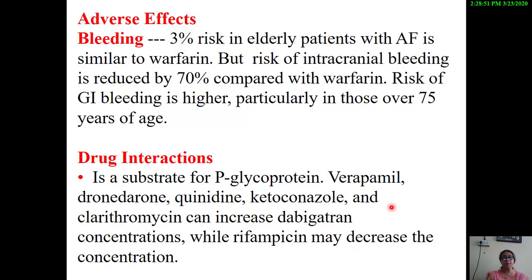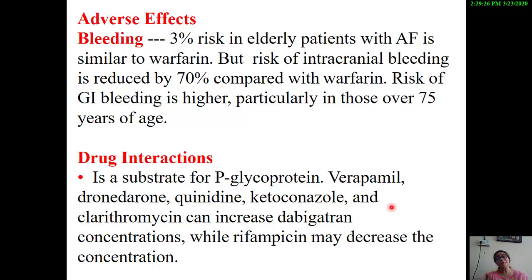Coming to the adverse effects and the drug interactions which can be observed with dabigatran. One, as you know, I keep saying it again and again, with all the anticoagulants, bleeding is the most common adverse effect which is seen in the use of anticoagulants. The overall risk of bleeding with dabigatran in elderly patients with atrial fibrillation is roughly the same as is seen with the use of warfarin, which is also about 3%.